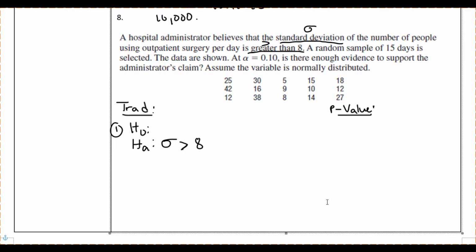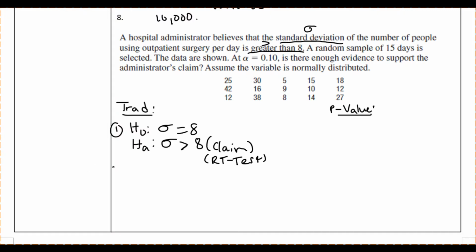All right, so this right here is our claim. So let me label that our claim. And since it's greater than 8, we're looking at a right-tailed test. And here we can say that it's either less than or equal to 8, or we can say it's equal to 8. And so that's our null.